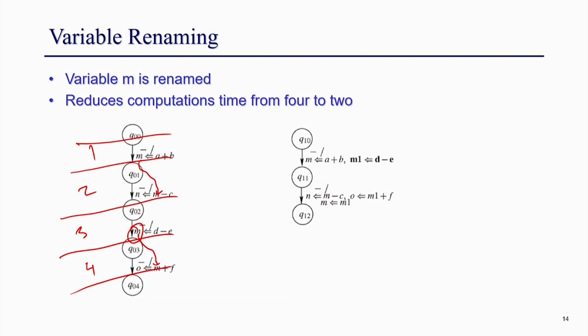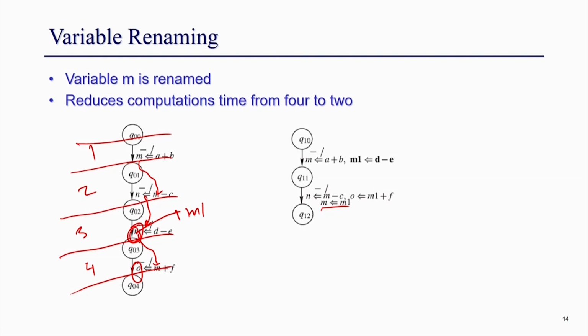But on the other hand, if I redefine this variable, because this m does not depend on this, instead of m I can just make it m1. How does it matter? Because this is not the final output. So I can redefine this variable so that I can break this dependency, this write after read dependency.